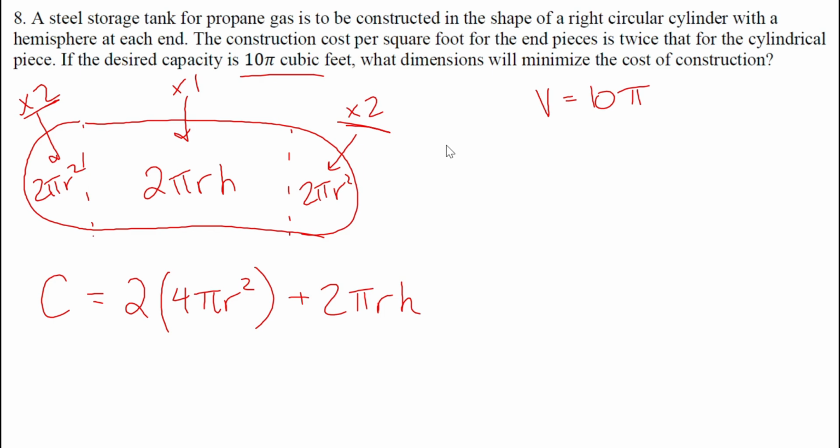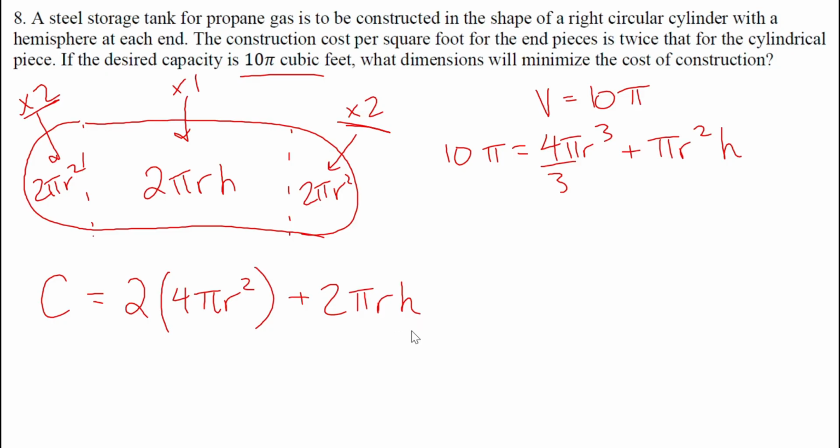Well, the volume of this thing, which we know to be 10 pi, needs to equal the volume of a sphere, that's going to be the 4/3 pi r cubed part, and then we need to add to that the volume of the cylinder. The volume of the cylinder is going to be the area of the base, which is pi r squared, times the height. So we should be able to solve that for h so that we can then plug that into our cost equation for the h.